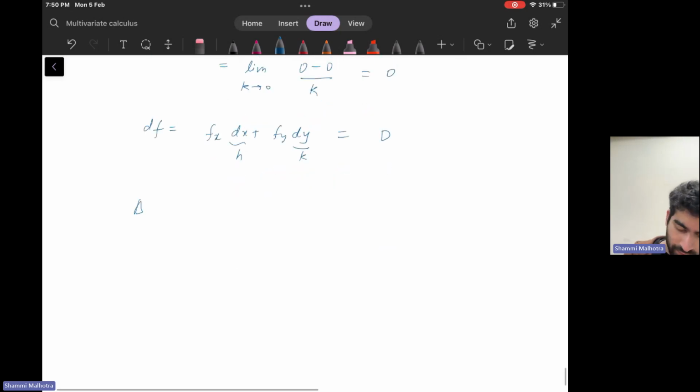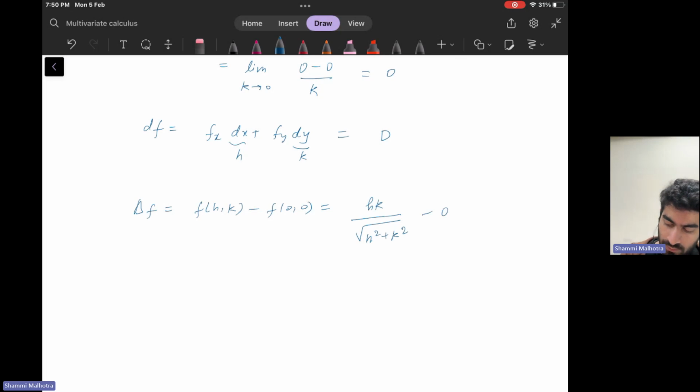And my change in f, the change in f can be given as f at h comma k minus f at 0, 0. So this would be hk whole divided by square root of h square plus k square minus 0. So this will be same as hk whole divided by square root of h square plus k square.